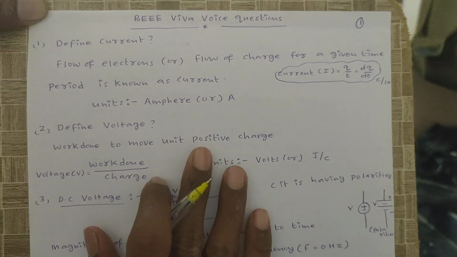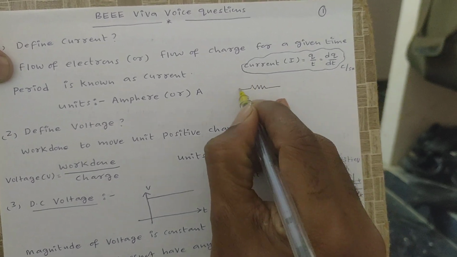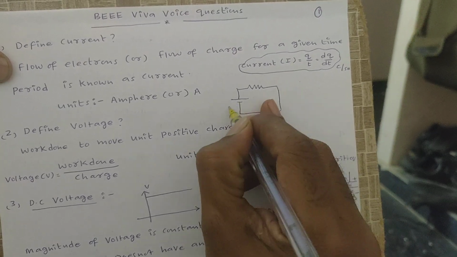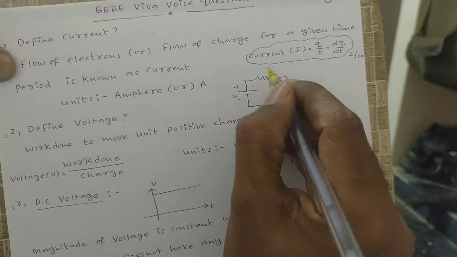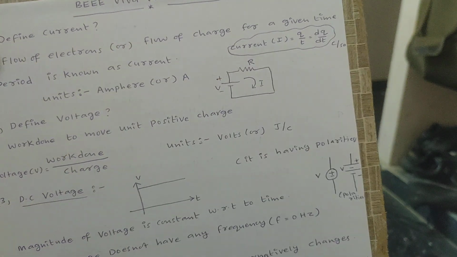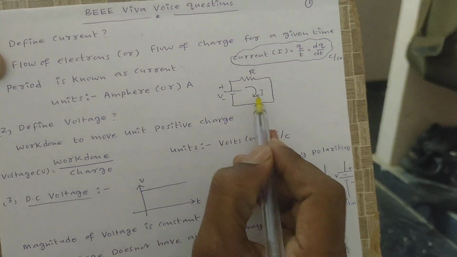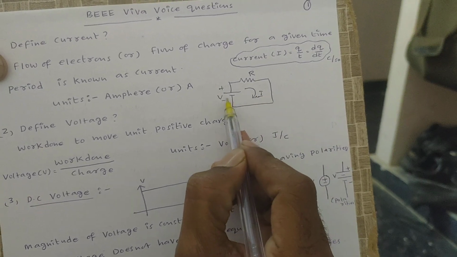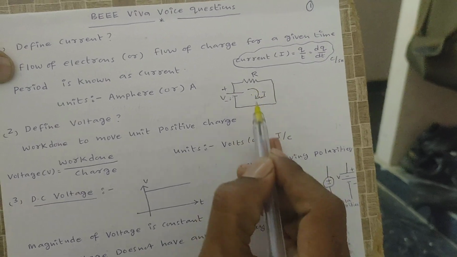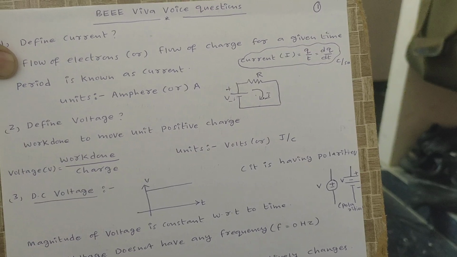Next, define voltage. Let us consider a circuit with a resistor and apply a battery voltage of V volts. This is a resistor. Because of this battery voltage, current I is flowing. Current is the flow of charge for a given time period. Current is produced because of this voltage, which means some work is done. Voltage is the work done to move a unit positive charge.